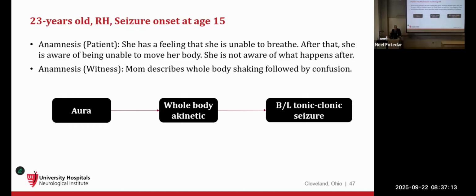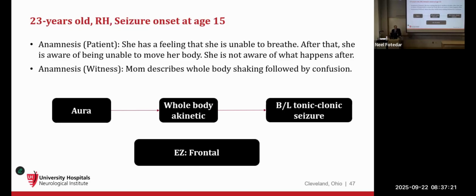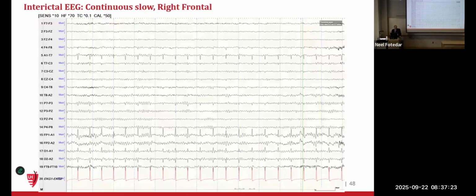Akinetic seizures in isolation are not very common. And the symptomatogenic zone is probably one of the negative motor areas, and both of them are in the frontal lobe. It could be a frontal lobe epilepsy. You don't know whether it's left or right. So you gather more information.